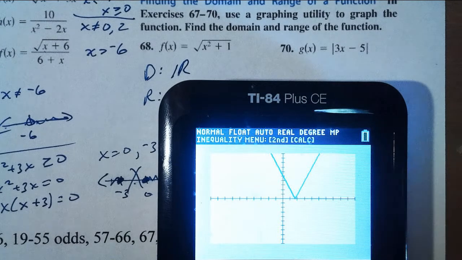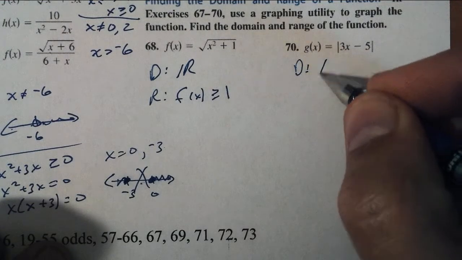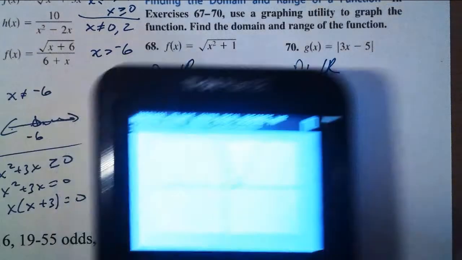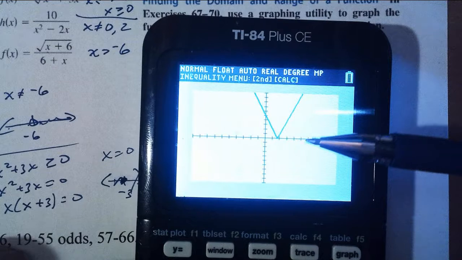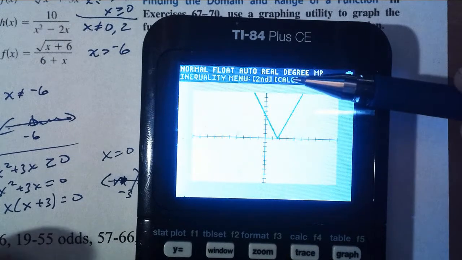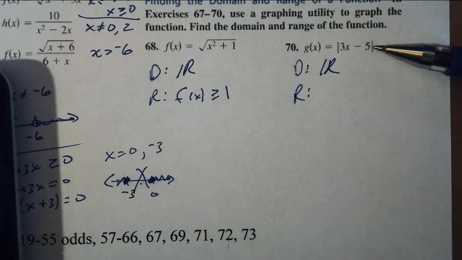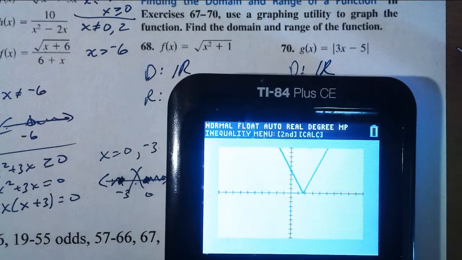Okay, so it appears like this is probably going to go to the left forever and right forever. So once again, I believe our domain is all reals, and our range, I think I'm going to find this minimum value. It looks like maybe it's 0 and above. Kind of makes sense that our absolute value might be able to be 0, but I'm going to go ahead and find it anyway.